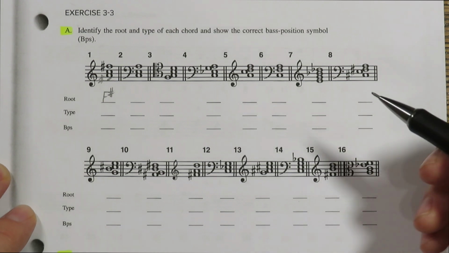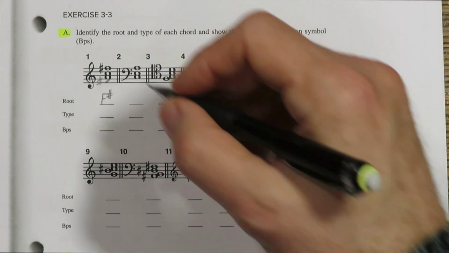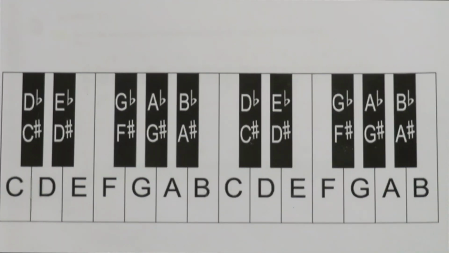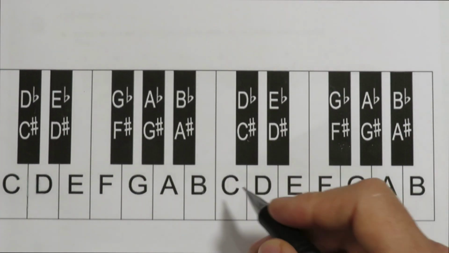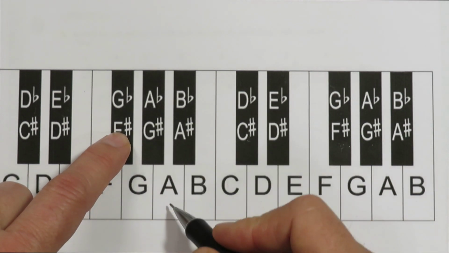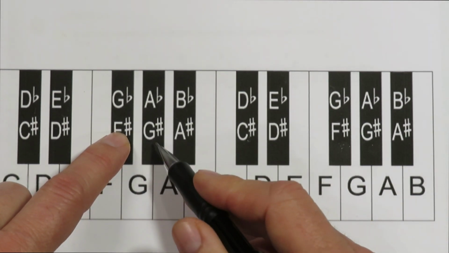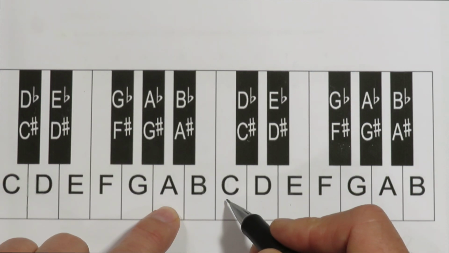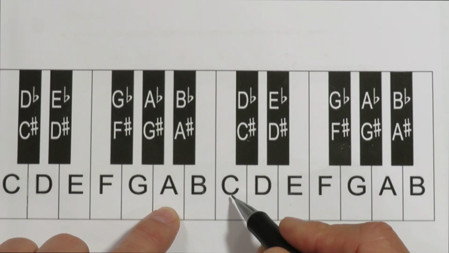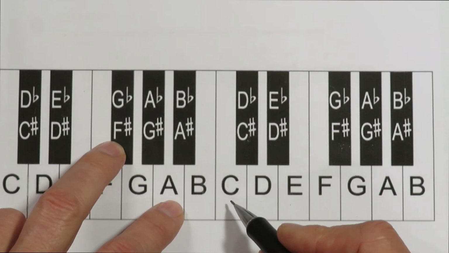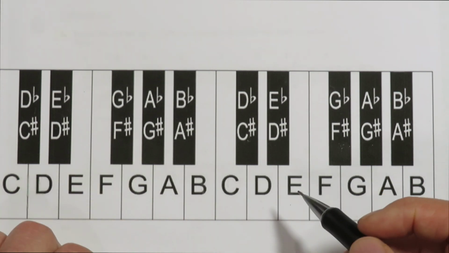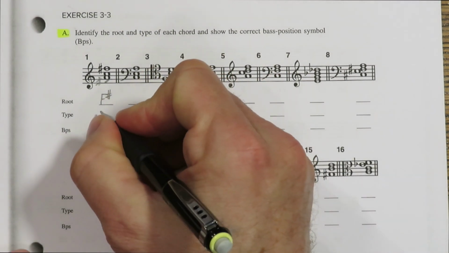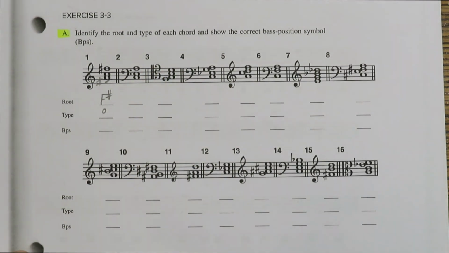Now, if we look, we have an F sharp, an A, and a C. So F sharp to A is a minor third, 1, 2, 3 half steps away. And A to C is also a minor third. What kind of chord is stacked in minor thirds? The diminished. Alright. So we'll put our diminished symbol there.